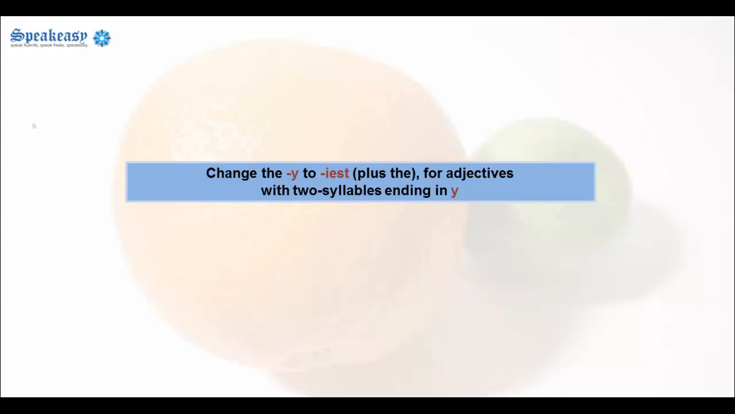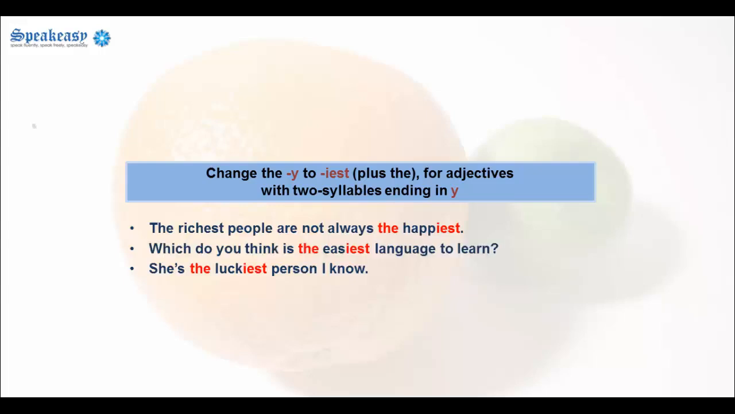Change the y to iest, plus the, for adjectives with two syllables ending in y. The richest people are not always the happiest. Which do you think is the easiest language to learn? She's the luckiest person I know.